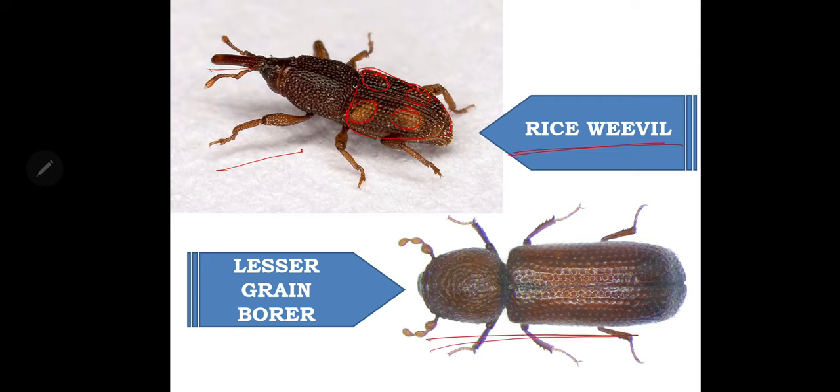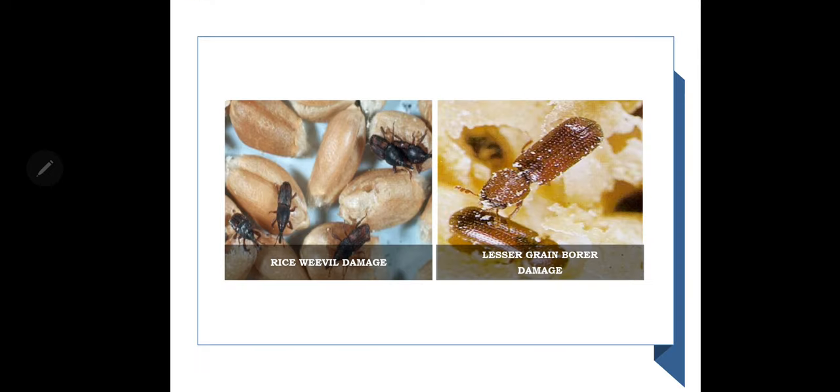Another pest is the lesser grain borer, Rhyzopertha dominica. Let's see its nature of damage. In this case also, both the adult and grub cause damage. The adult and grub bore into the grain and feed, reducing them to mere shells with many irregular holes. Here are the pictures of damage. The adults are powerful fliers and can migrate from one godown to another, causing fresh infestation.